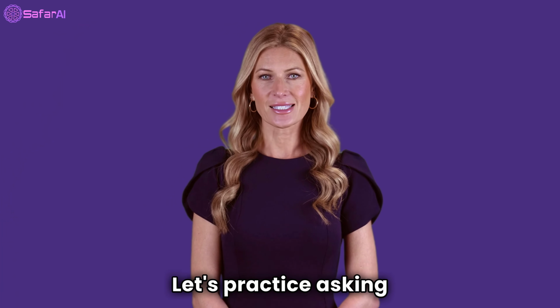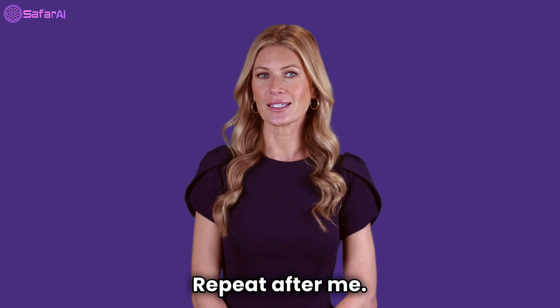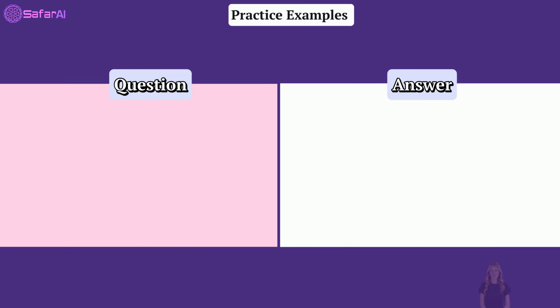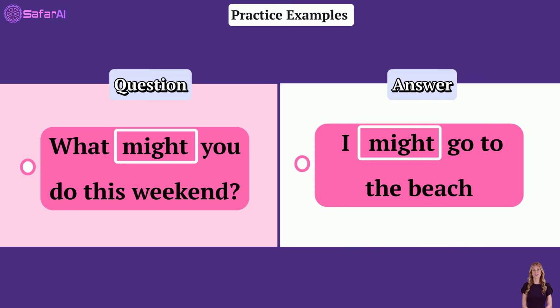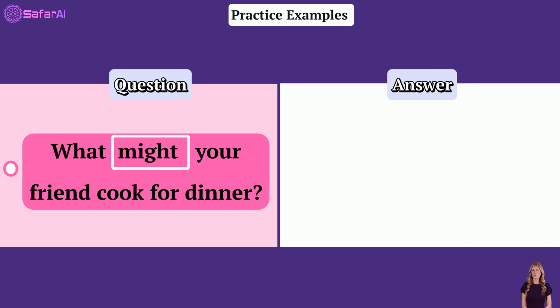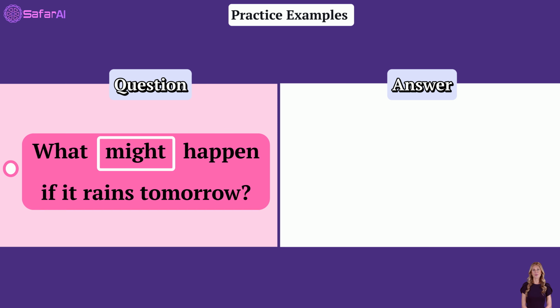Practice examples. Let's practice asking and answering questions using might. Repeat after me. What might you do this weekend? I might go to the beach. What might your friend cook for dinner? She might cook chicken.